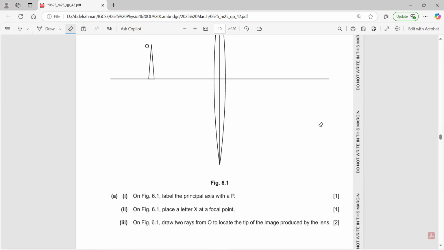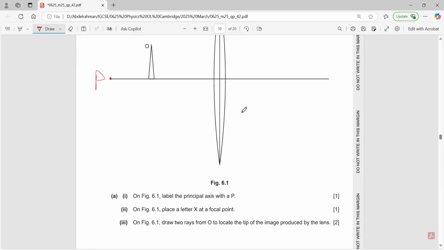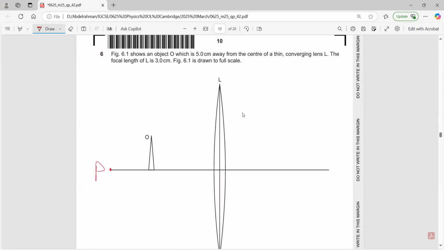On figure 6.1, label the principal axis with P. Principal axis. So this would be P. This is the principal axis. Figure 6.1, place a letter X at a focal point. What is the focal length? The focal length is 3 centimeters. So you should measure 3 centimeters, which should be around this point, and the other point on the other side. So this is X.